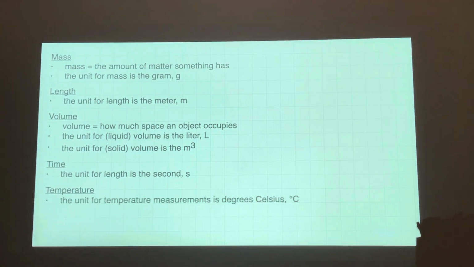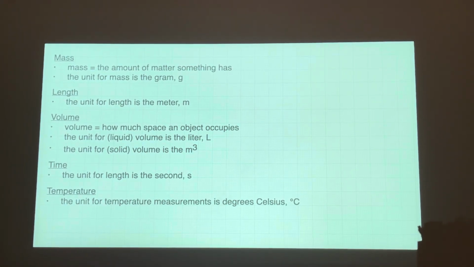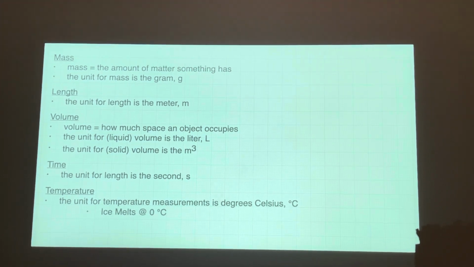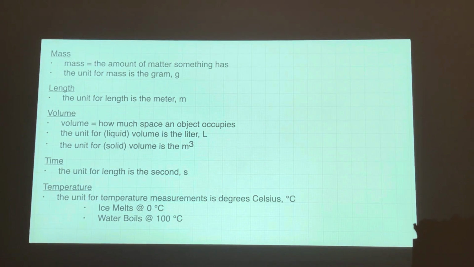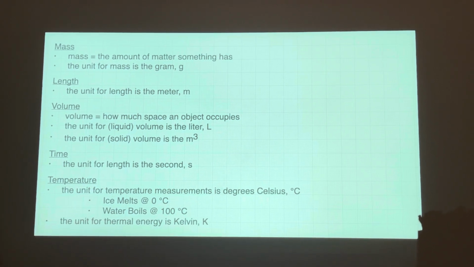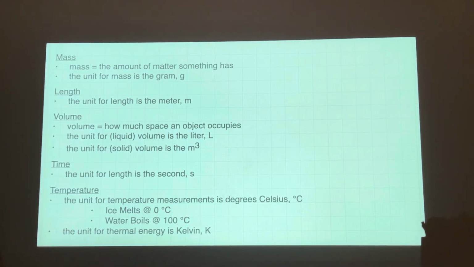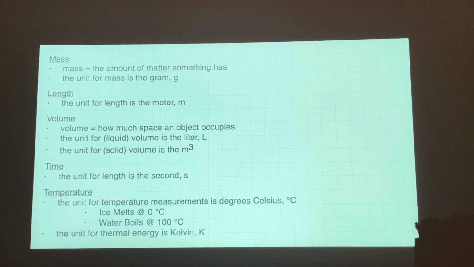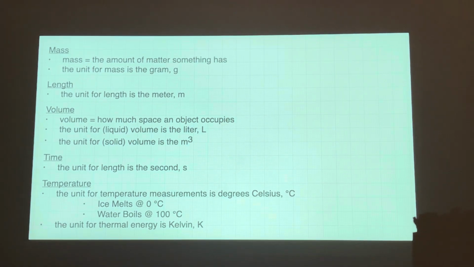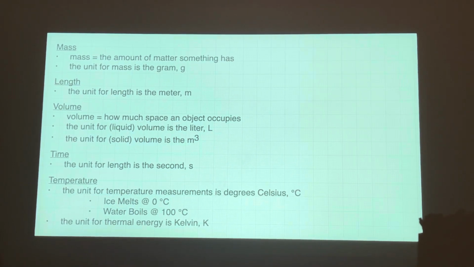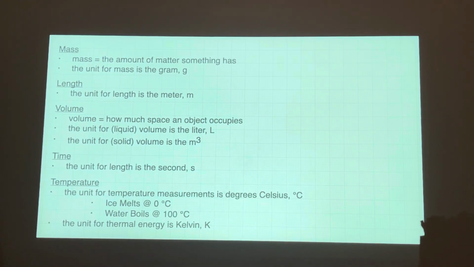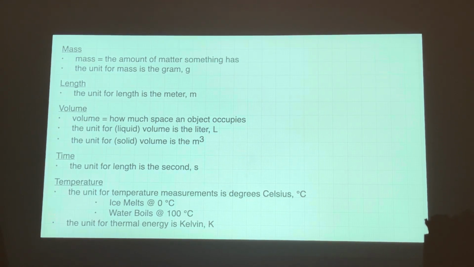Temperature. The unit for temperature measurements is degrees Celsius. Ice melts at 0 degrees. Water boils at 100 degrees. And then we also have the unit for thermal energy, which is Kelvin, not degrees Kelvin, just Kelvin. We're really not going to talk too much about that this course. We're going to really be using Celsius.